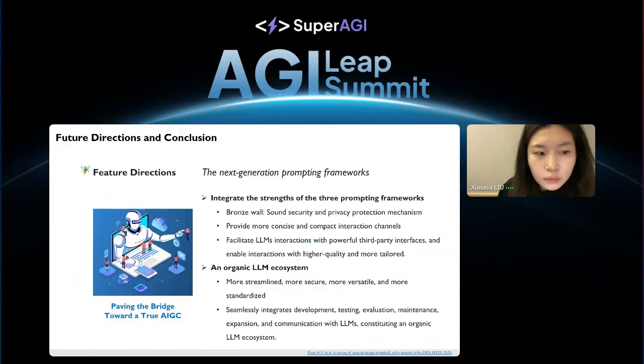We believe that the next generation of prompting frameworks should integrate the strengths of the three types of prompting frameworks, establish sound security and privacy protection mechanisms, provide concise and compact interaction channels, facilitate LLM interaction with powerful third-party interfaces and enable interactions with high quality. And finally, integrate LLMs with prompting frameworks to create an organic LLM ecosystem.